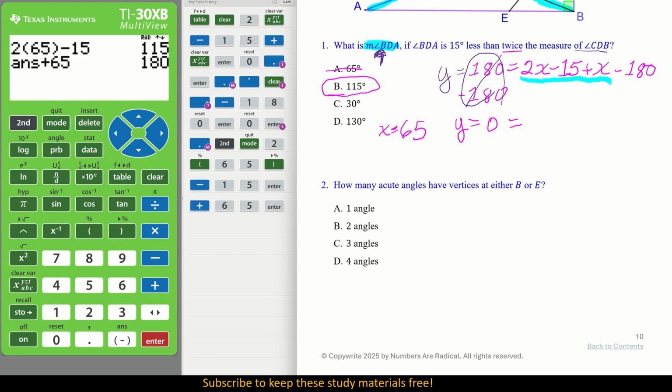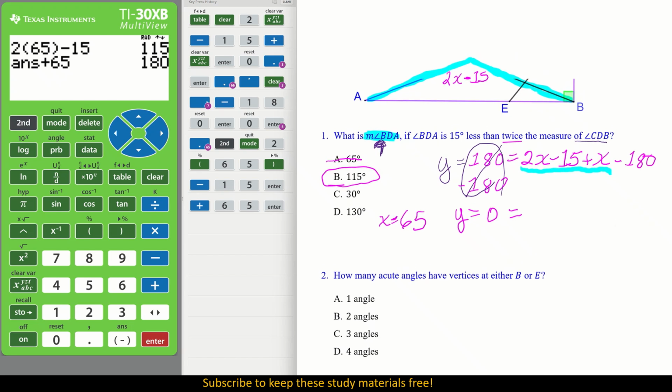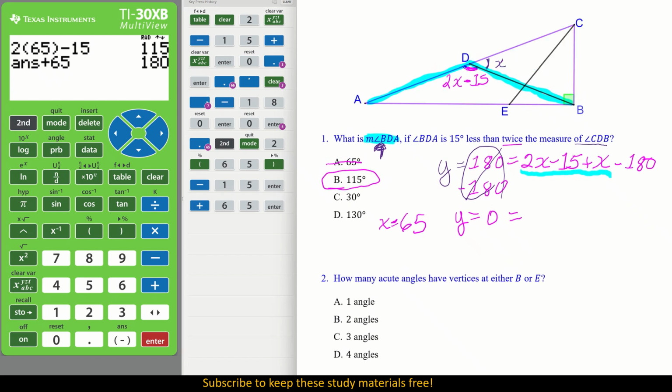Now let's talk about, actually, I need to go up. I remember this question. Let my computer catch up. There we go. It says, how many acute angles have vertices at either B or E? Let's do a little bit of getting rid of some of this. Now they're saying B or E there. E or B, B or E.